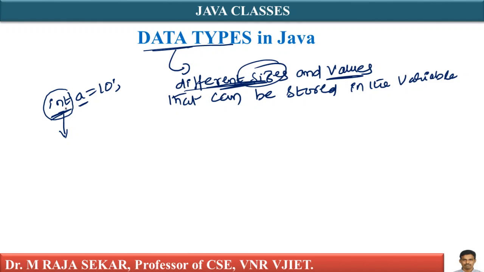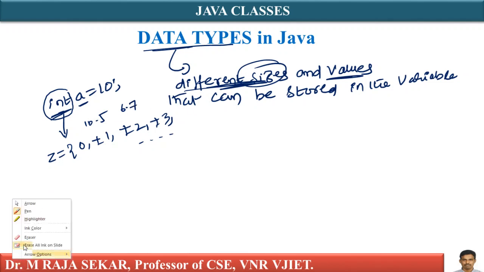For example, in the case of integer, which numbers can I store? Integer means, what is the integer set? 0, plus or minus 1, plus or minus 2, plus or minus 3. These are integer numbers. Once I say int, I cannot store 10.5 or 6.7, isn't it? Anyway, we will try to understand in a detailed manner.